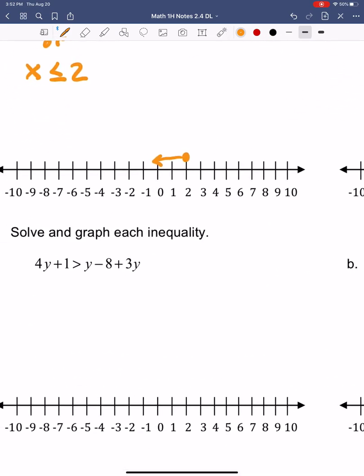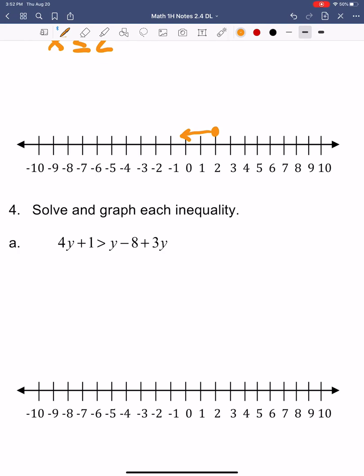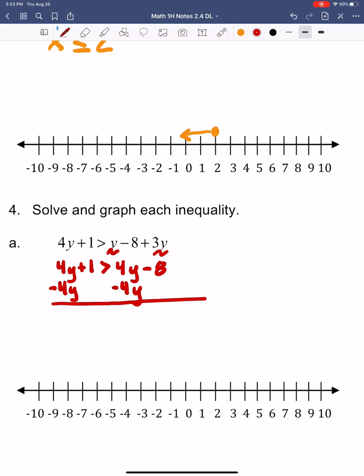Same idea here with number 4. It's just a more complicated inequality here. So I'm going to start using some of those steps that we had talked about a couple lessons ago, combining some like terms that are on the right here. So I get 4y plus 1 is greater than, this turns into 4y minus 8. And now we're going to get y's together. So subtract 4y and subtract 4y. We're going to notice here the y's are all going to cancel out. So my variables are gone, and I get here 1 is greater than negative 8.